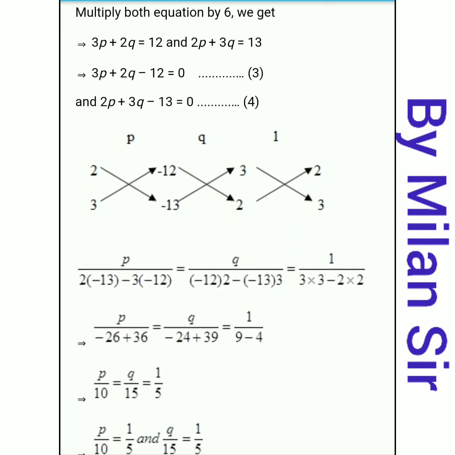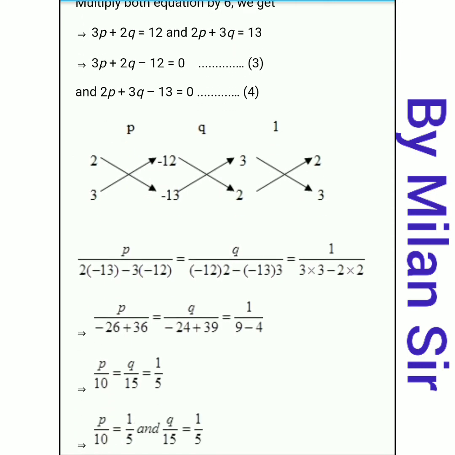Now we can use any method for solution of these two equations. We can use substitution, elimination, or cross multiplication. Here in both equations there are no common terms, so we cannot go with elimination. We can go with elimination, but right now it is not an easy method. So in this question we are going with the cross multiplication method.